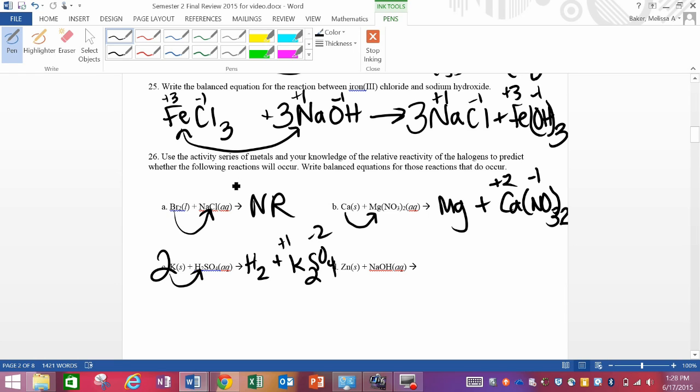Finally, the last one, is zinc powerful enough to kick out that sodium? It's not. Sodium's higher on the list, so we have another easy one. That just gets an NR for no reaction.